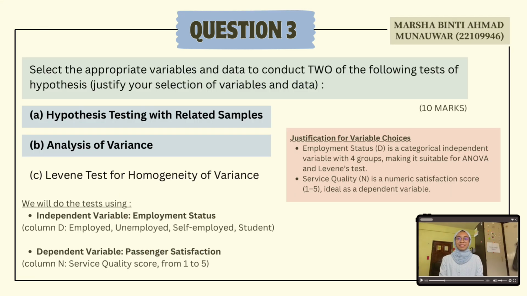Hi everyone, Assalamualaikum. In this part of the presentation, I'll be explaining the one-way ANOVA test that we conducted for question 3B. In this question, we were asked to choose two hypothesis tests. We selected the one-way ANOVA to find out whether passengers from different employment statuses rate LRT service quality differently. Our independent variable is employment status, which has four groups: employed, unemployed, self-employed, and student. Our dependent variable is service quality, which is based on a rating from 1 to 5.